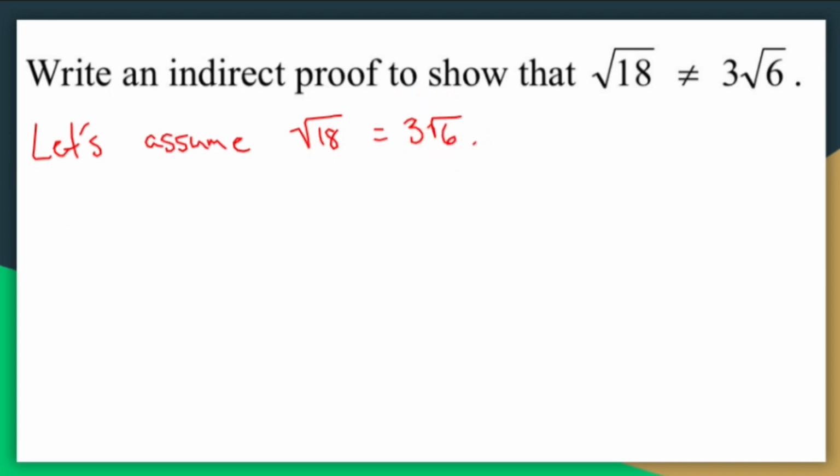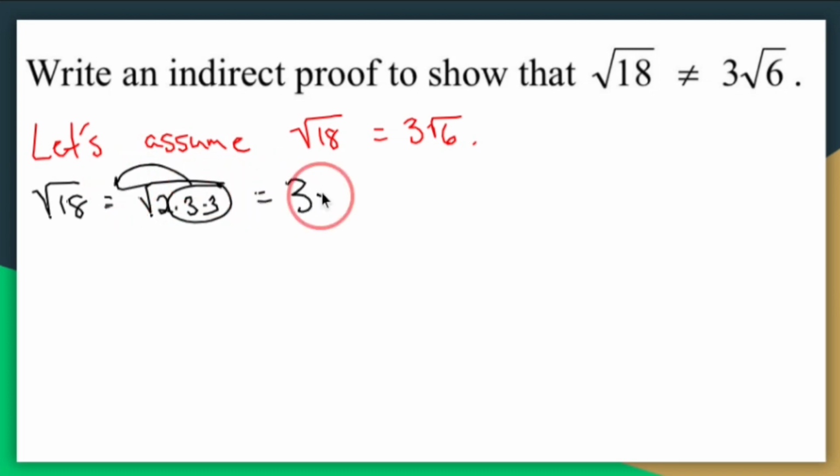Well, I know from a math teacher named McParrish that the square root of 18 can be broken down to the square root of 2 times 3 times 3. And you can rip out a group of threes, and you are left with 3 times the square root of 2. Wait a minute. Root 18 is supposed to be 3 root 6. We just found out that root 18 is actually 3 root 2. Okay, so I'll say that. But we assumed this, but root 18 is actually 3 root 2.